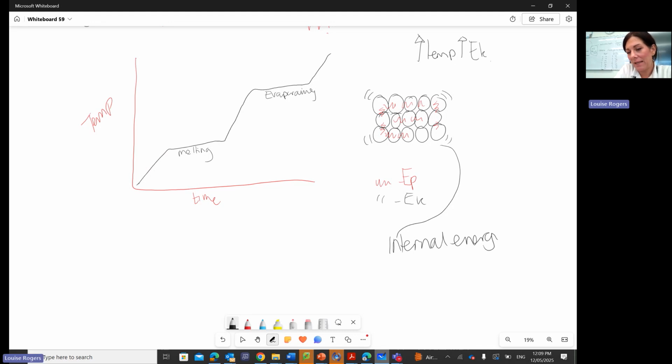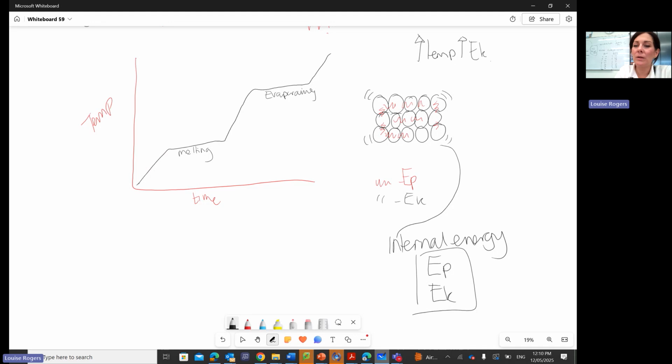Basically, if it has temperature, it has kinetic energy, but if it's held together in bonds like that, all atoms have potential energy. There's more potential energy when it's tightly packed like this, and it needs energy to break it down. So internal energy is made up of potential energy and kinetic energy together.